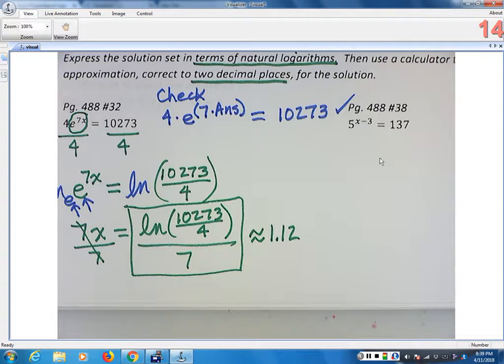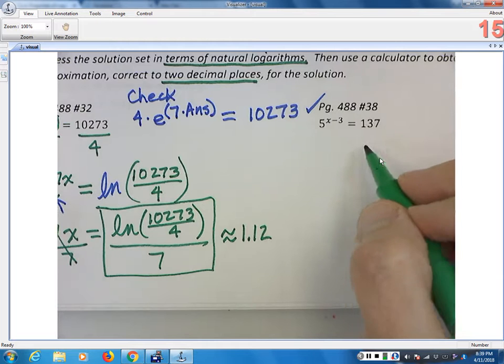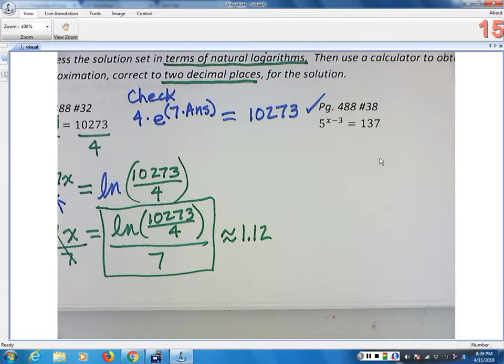All right, and the next one is 5 to the x minus 3 equals 137. So can you write 137 as a base 5? You know, 5 to the first power is 5. 5 squared is 25. 5 to the third power is 125. 5 to the fourth is 625. Right? No, you can't. Unless, you know, maybe it's 5 to the 2.16.